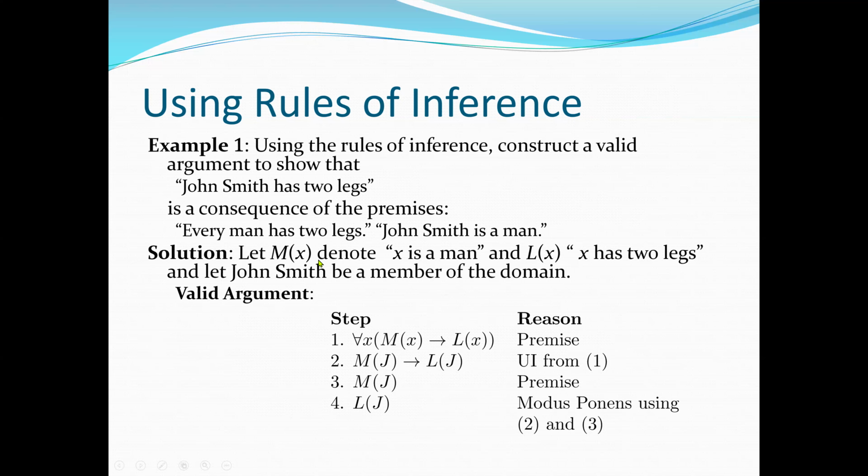So let M(x) denote x is a man, and L(x) denote x has 2 legs. And let John Smith be a member of the domain. So for all x, M(x) implies L(x) is a premise. Then M(j) implies L(j) will be our UI. Then M(j) is a premise, and L(j) is modus ponens using 2 and 3.